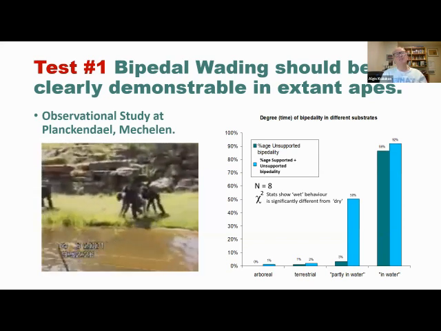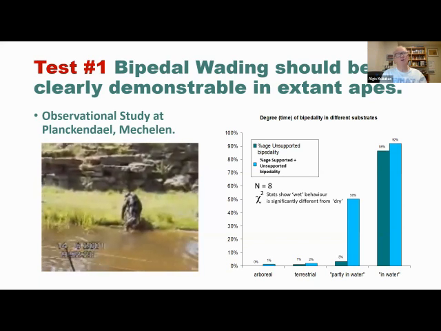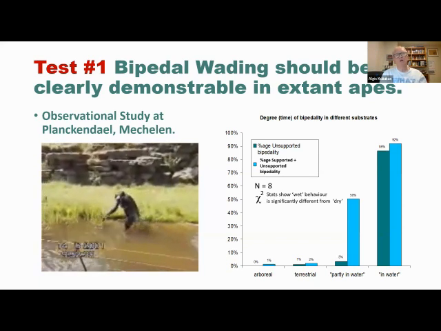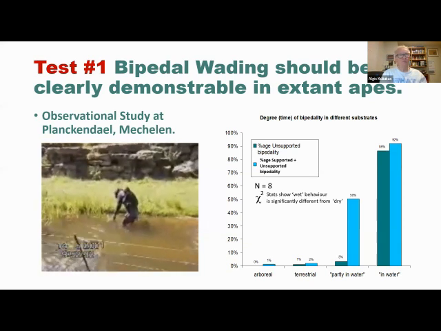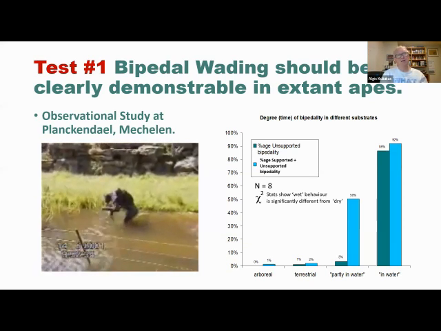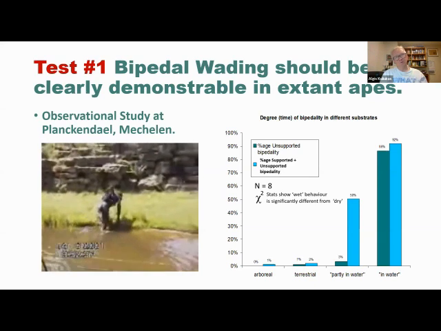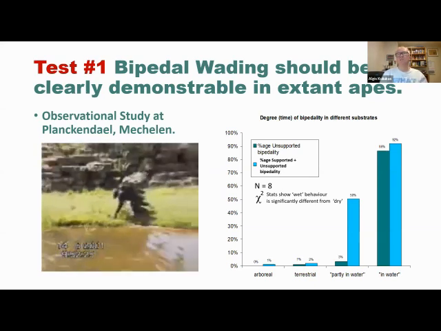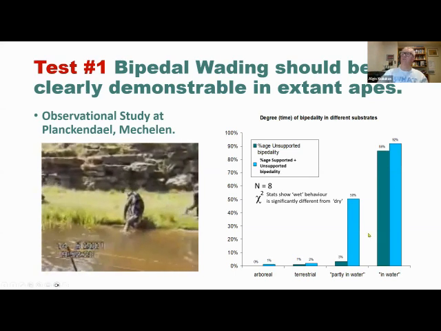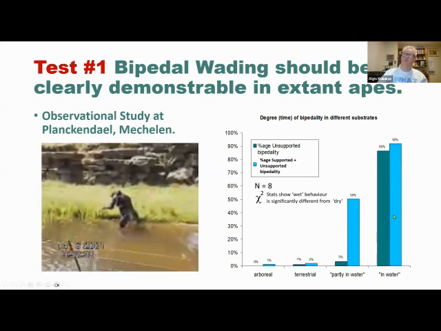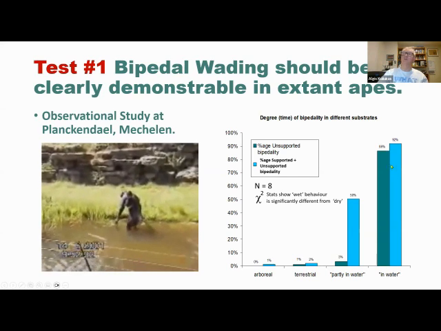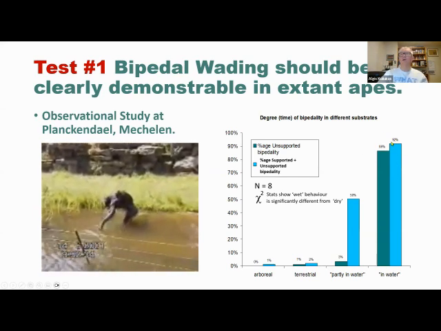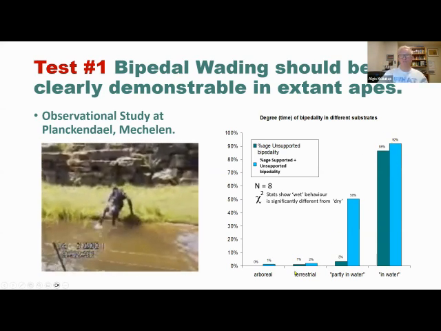And you can see here, basically, look at this. This female called Hermione, she's quadrupedal on land. She goes into the water and she goes bipedal. Then back on land, quadrupedal, quadrupedal, bipedal, quadrupedal, bipedal. It's very clear. If you look at the data that I collected in water, they were bipedal pretty much 90% of the time. On land, it was about 2% of the time.